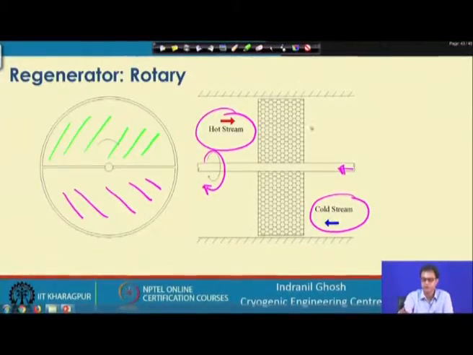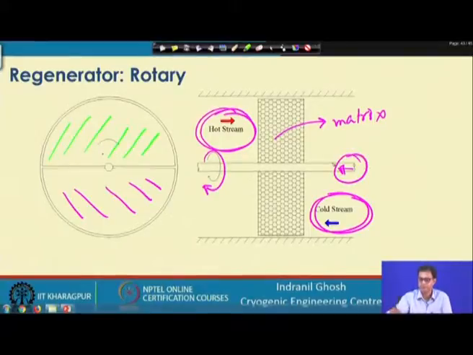They are flowing through these passages. This passage is meant for the hot stream and this is for the cold stream. Usually they are flowing in this direction or in this direction. Generally they are mostly in a counter current configuration. Here also we can see that they are forming a kind of counter current configuration. So, this is the matrix and this matrix is located on this shaft.